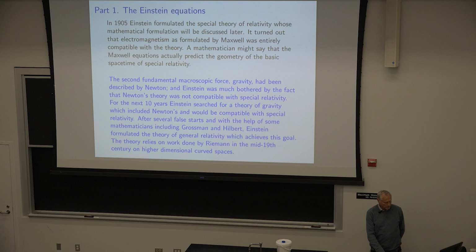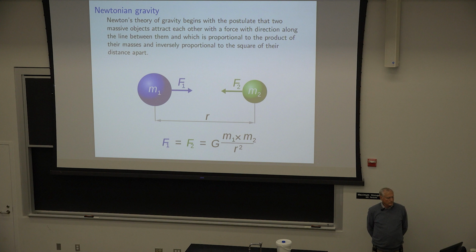And so let me say a little bit about Newtonian gravity. So just some high school physics. The basic postulate for Newtonian gravity is that two massive objects will attract each other, and they attract each other with a force which is proportional to the product of their masses and inversely proportional to the square of the distance between their centers.